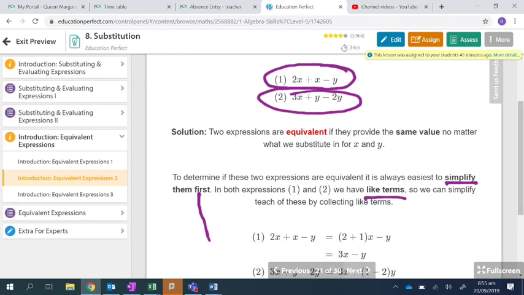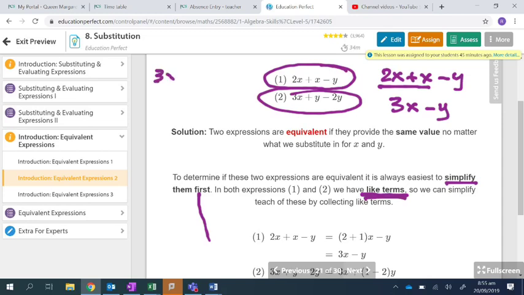If I have 2x plus x minus y, notice that I have two x terms. What are those called? Like terms, so therefore they can be combined. What is 2x plus another x going to give me? 3x. Good. And then the minus y just comes down. Can I combine an x term and a y term? No. Good, so that one's simplified.